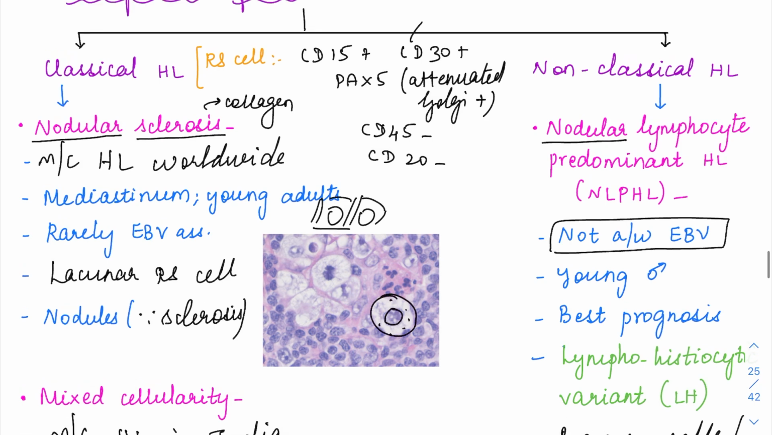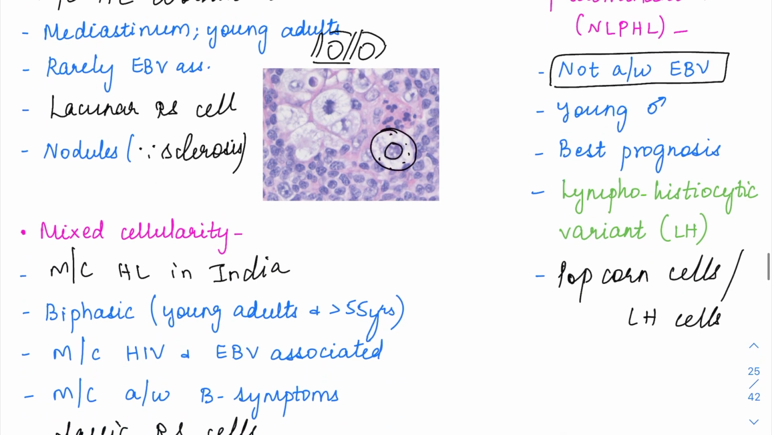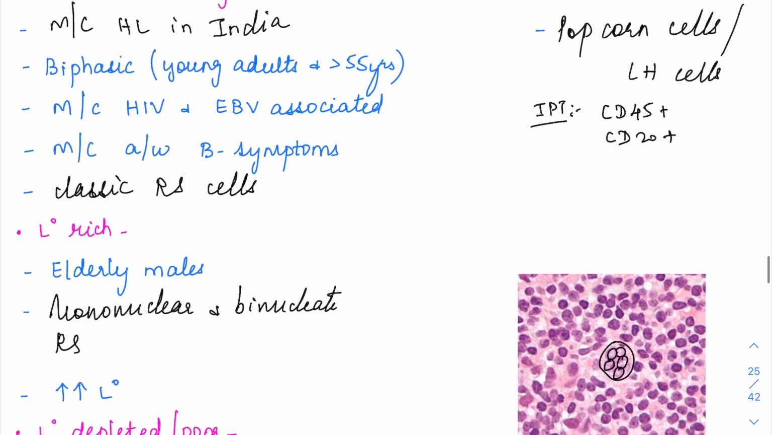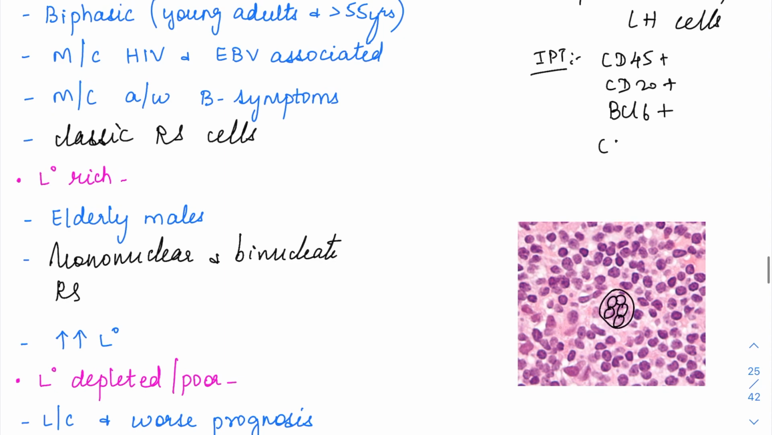In this, CD30 is going to be the most sensitive marker, while PAX5 is going to be the most specific marker. Okay. Then in NLPHL, the immunophenotype is CD45 positive, CD20 positive like that of normal B cells, and then BCL6 is going to be positive. While CD15 and CD30, which are positive in classical Hodgkin's, are going to be negative over here. So this immunophenotype is very, very important. You'll have to remember it.